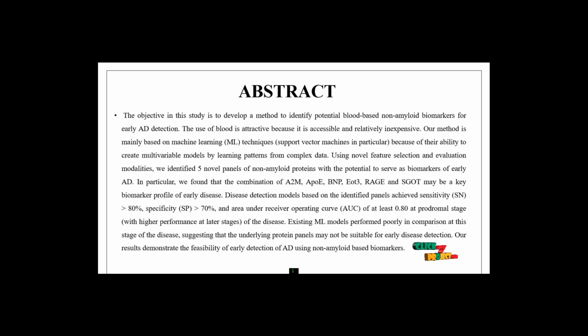receiver operating characteristic curve, with AUC at least 0.8, in the performance analysis of the latest strategies for the disease. Existing ML performs poorly in comparison, as strategies based on the protein panel may not be suitable for early disease detection. Our result shows the flexibility of early Alzheimer's detection based on the biomarkers.